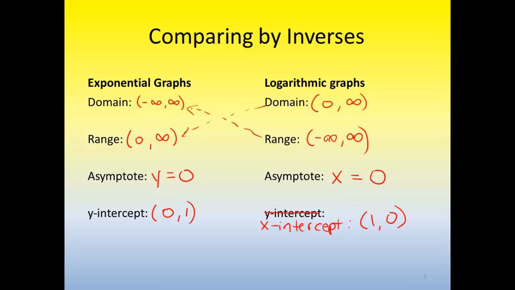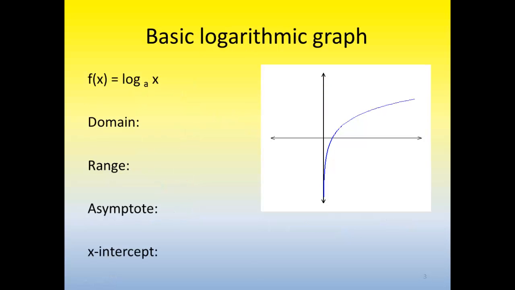And so I can use all of the inverse information to get an idea of what a logarithmic graph looks like. And so here's our picture, domain, 0 to infinity, range is all real numbers. It is a vertical asymptote at x equals 0, and it's at an x-intercept of 1, 0. The interesting thing about all this information, it is independent of this a. This base value of a does not matter for this information.